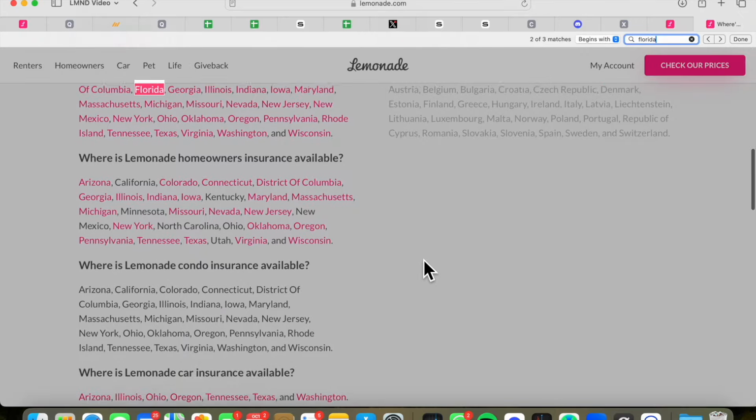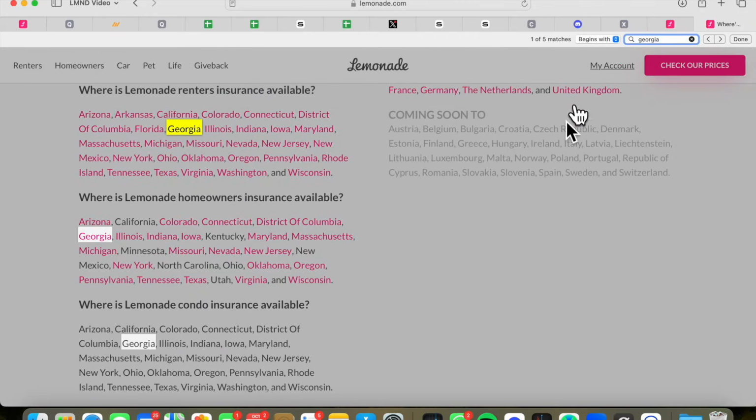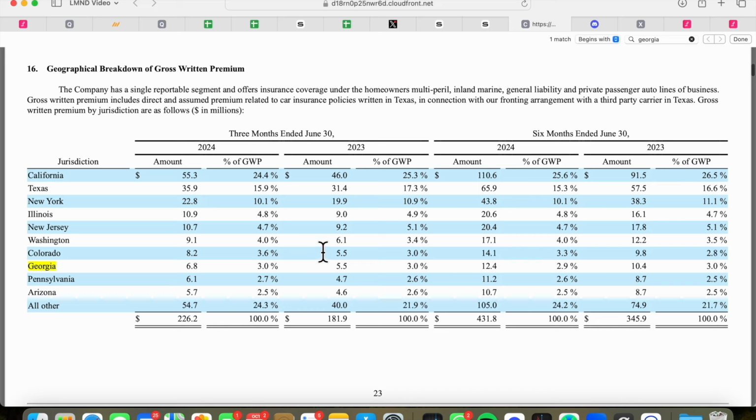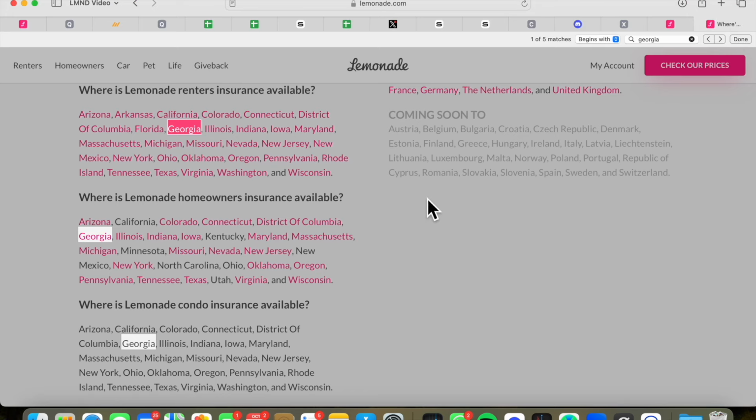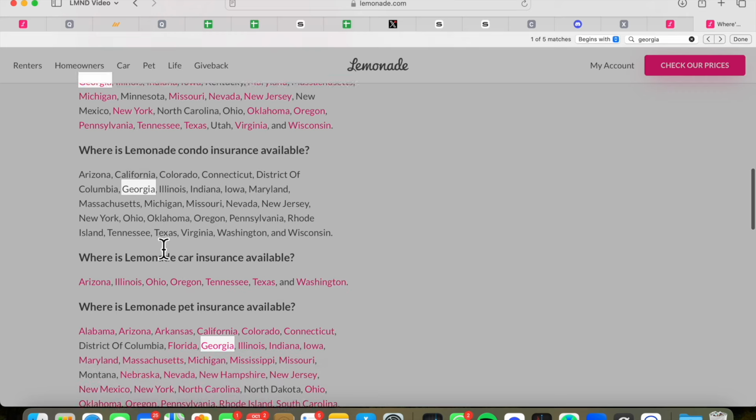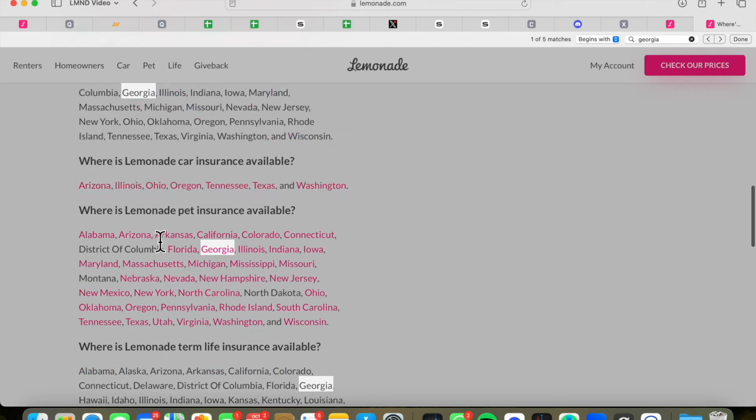If you look at other states, Georgia, they do have some exposure. If I pull up last quarter, Q2, of all their gross written premium for Lemonade, Georgia is about 6.8%. So there's an amount there, but it's not a crazy amount. 6.8% of everything they're writing is Georgia, and that would include not just homeowners insurance, but all other products where Georgia is available. They have pet insurance, life insurance, renter's insurance.